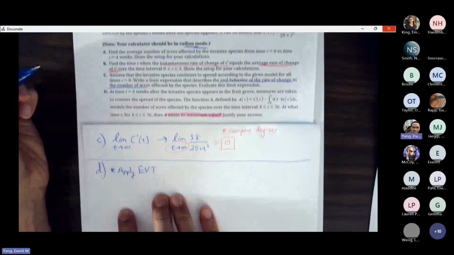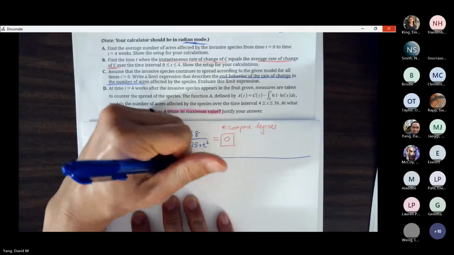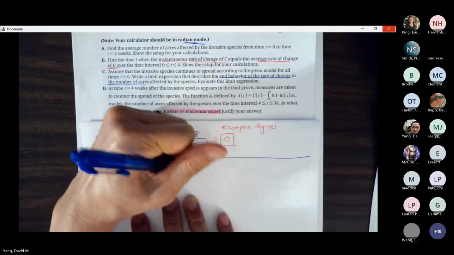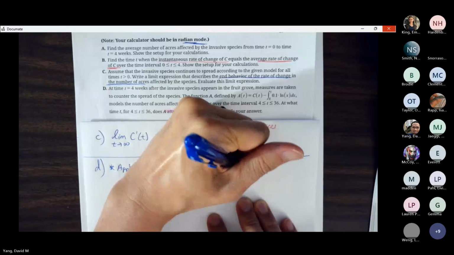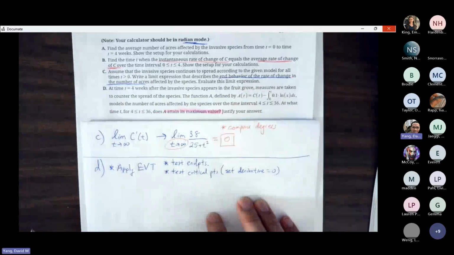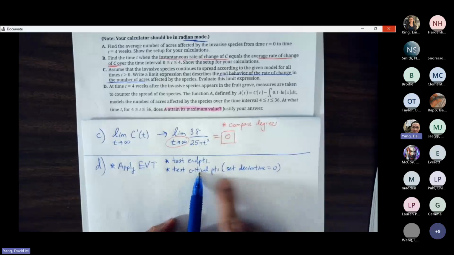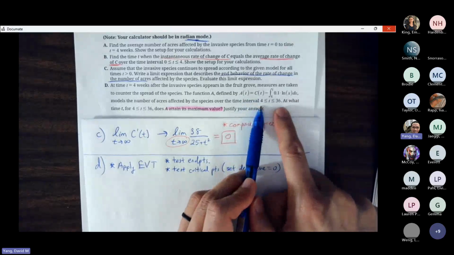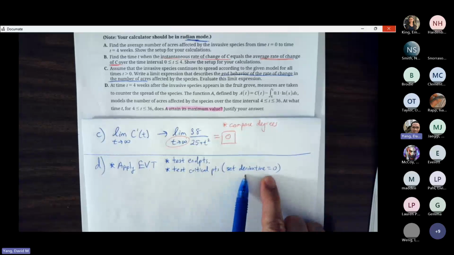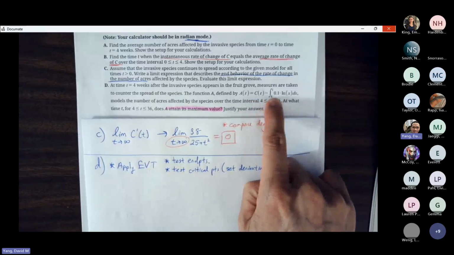Apply EVT. And again, with EVT, we have two things that we want to do. We want to test endpoints, and we also want to test critical points. And critical points we find by setting the derivative equal to 0. So once we know we're dealing with EVT, our next step is trying to find critical points to test because we already have endpoints. We could just go ahead and start putting the 4 and 36 into the function, but we need something more. We need to figure out some more critical points. So we have to find the derivative, set it equal to 0, find that critical point, and then consider it in addition to the endpoints. So let's build our derivative. We have A of t. Let's get to A prime of t.